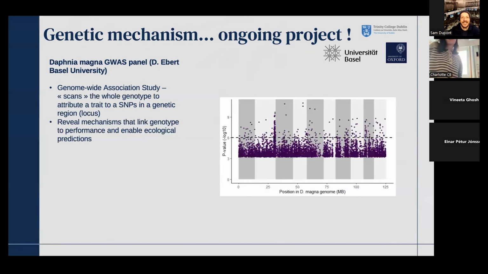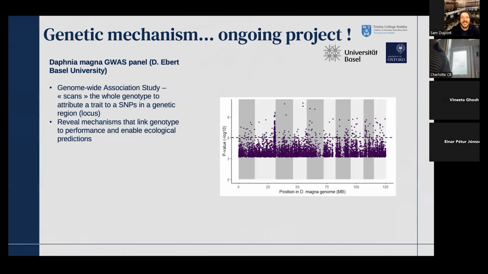So this is the work of a PhD student that I'm working with. She worked on a parasite in the context of multiple stressors. She just finished her thesis. I wasn't involved in her work here directly, but I've been working with her on the GWAS now.